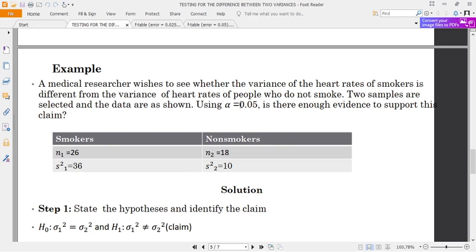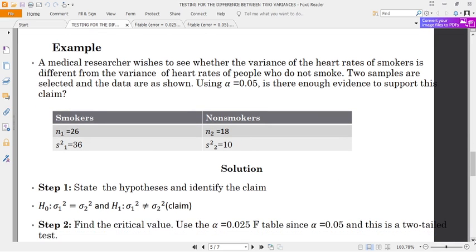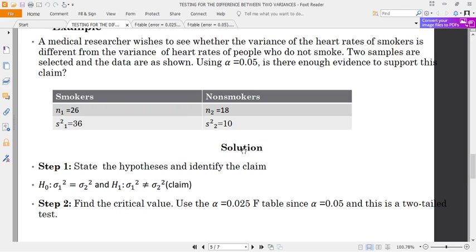So that should be the first thing we have in mind. We are looking at, for smokers, the sample size was 26 and the variance was 36, and for non-smokers the sample size was 18 and the variance was 10. Step 1, we should always identify the hypothesis, and that means identifying the null and alternative hypothesis.